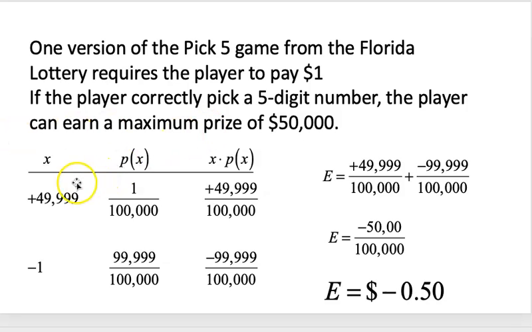But back to our basic concept: you list all the possible outcomes and all the probabilities, multiply the X times P, and add them together to get your expected value. And that will conclude this lesson.